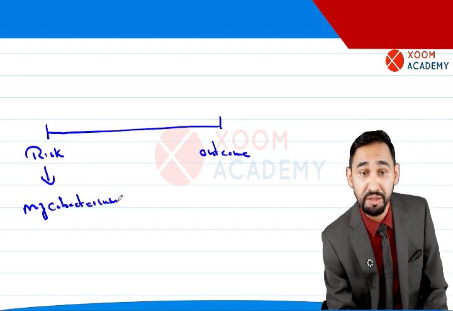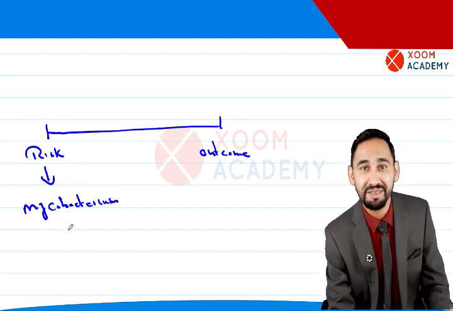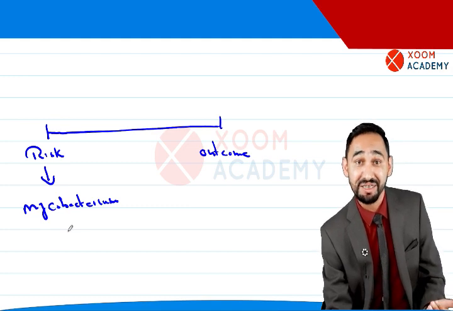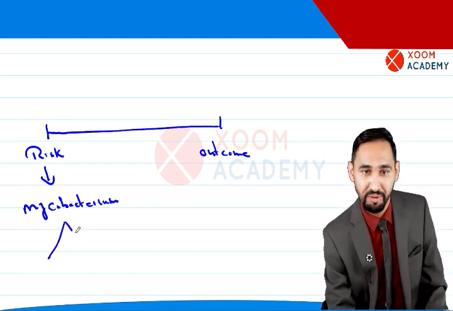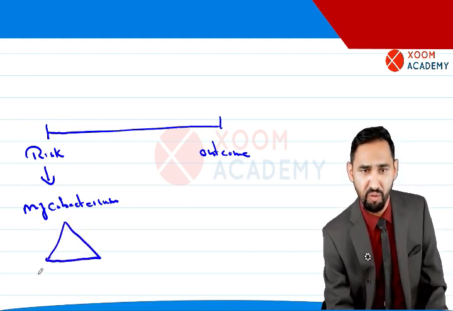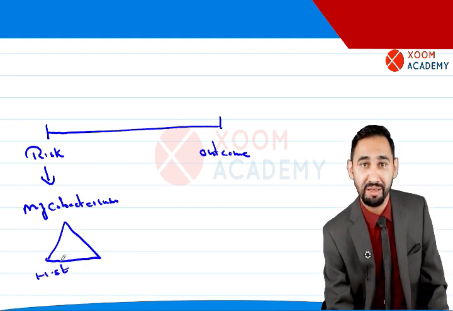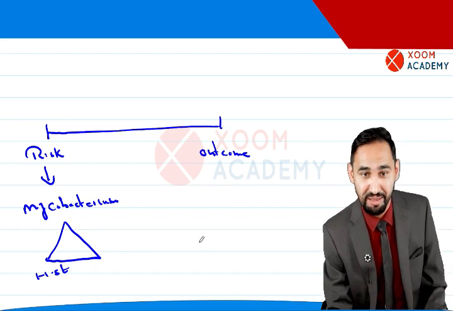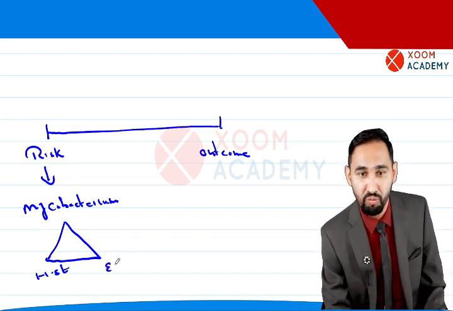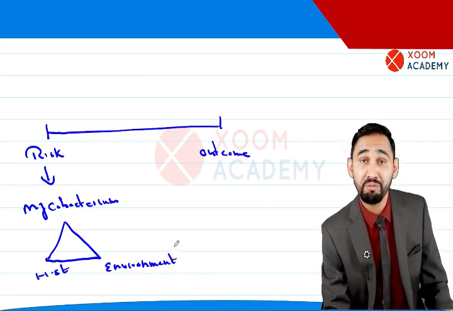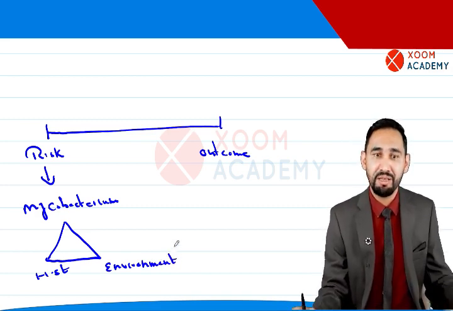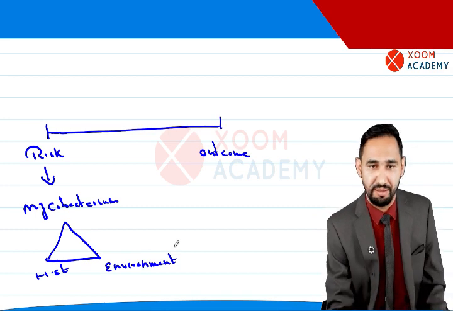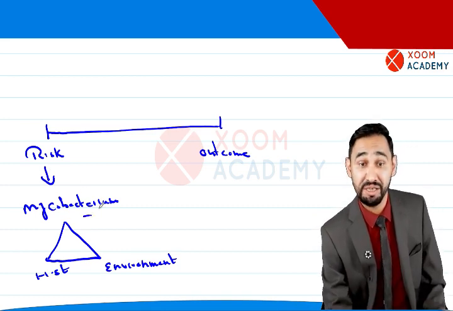Mycobacterium causes TB, but it needs a certain host. It needs a certain environment. We can say that mycobacterium needs a host. Which host? Susceptible, vulnerable, who is at high risk. It needs an environment to grow. When does the environment become favorable? When immunity of the host decreases or the dose of organism increases.